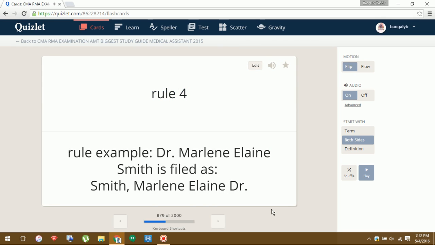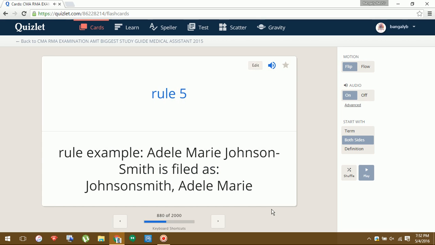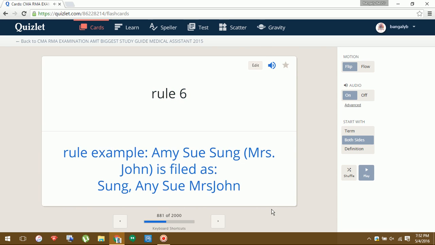Rule 4. Rule example: Dr. Marlene Elaine Smith is filed as Smith Marlene Elaine Dr. Rule 5. Rule example: Adele Marie Johnson Smith is filed as Johnson Smith Adele Marie. Rule 6. Rule example: Amy Sue Sung is filed as Sung Amy Sue Mrs. John.